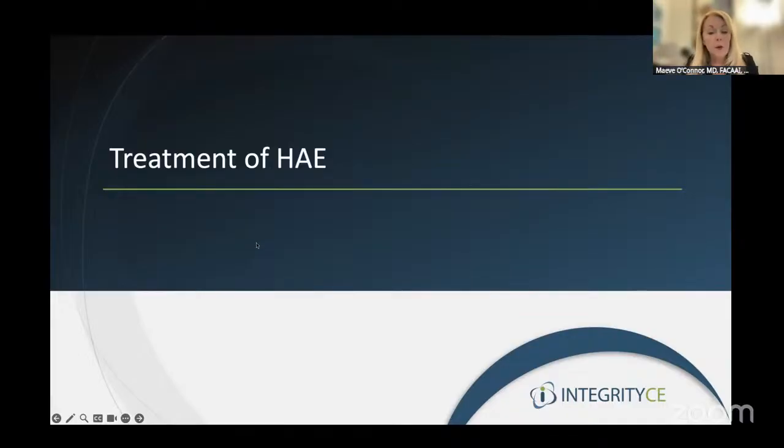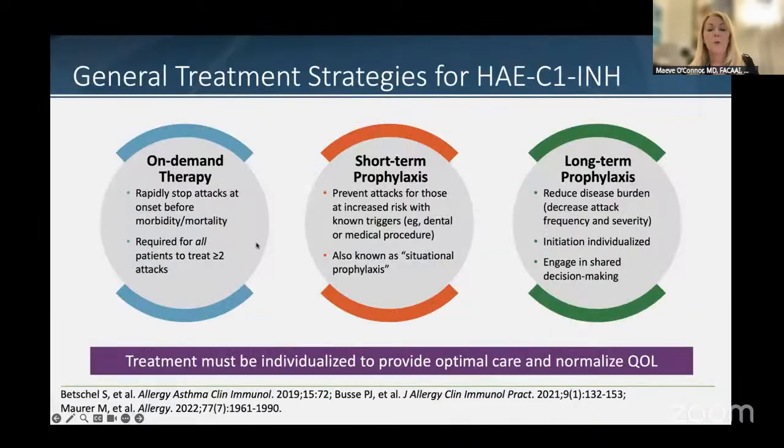Now we're going to get into a little bit about the treatment of hereditary angioedema. So some of the general treatment strategies for hereditary angioedema really are to use on-demand therapy, short-term prophylaxis, and then long-term prophylaxis. So when we're talking about on-demand therapy, this is to rapidly stop an attack at the onset before any morbidity or mortality ensues. This is, according to the guidelines, required for all patients that they have enough medication on hand to treat 2 or more attacks. And patients are encouraged to treat every attack at the first sign of having one.